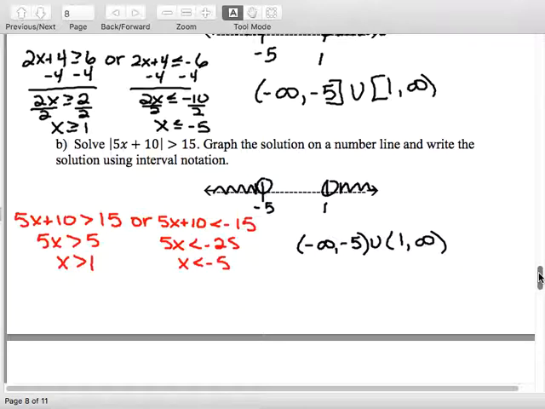So I got x was greater than 1 or x is less than negative 5. So that's negative infinity to negative 5 parenthesis, union parenthesis 1 to infinity. All right, what questions do you have?